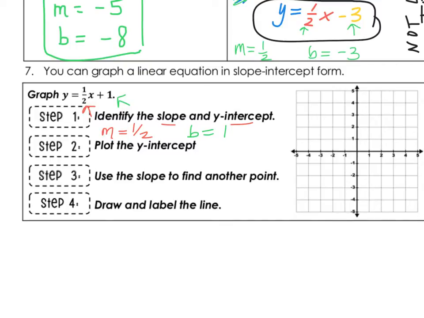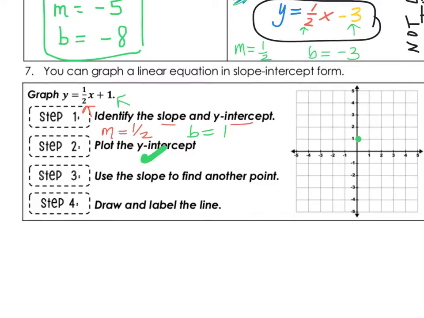Step 2, plot the y-intercept. The y-intercept is the b. We begin at the b, go up here and plot a point at 1. Now, we did that step. Now we're going to use the slope to find another point. So we're going to use the slope of 1/2 to find another point.